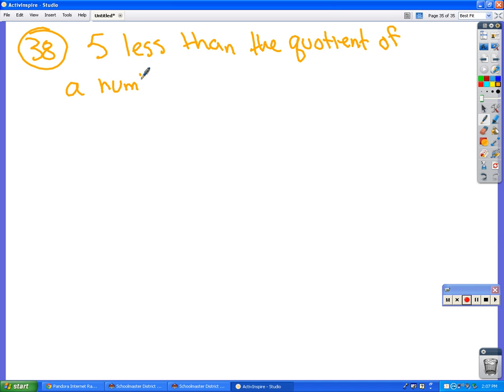Okay, so 38. What's the error? A student wrote an algebraic expression for 5 less than the quotient of a number and 3. That was the question. And they said less, so they went n minus 5. They saw quotient, so they went divided by 3. But that is wrong. What did they do wrong, and what's the right way to do it?